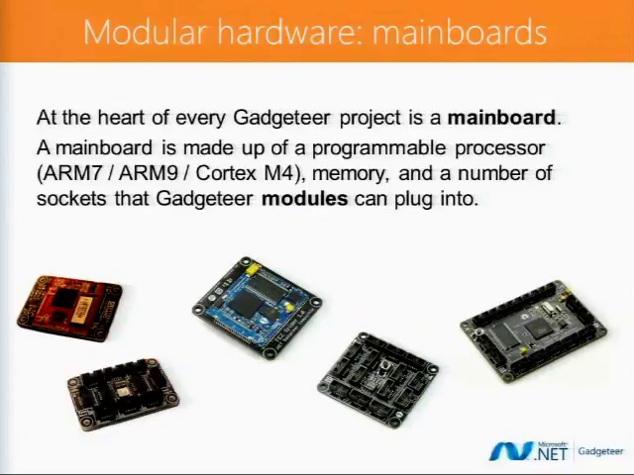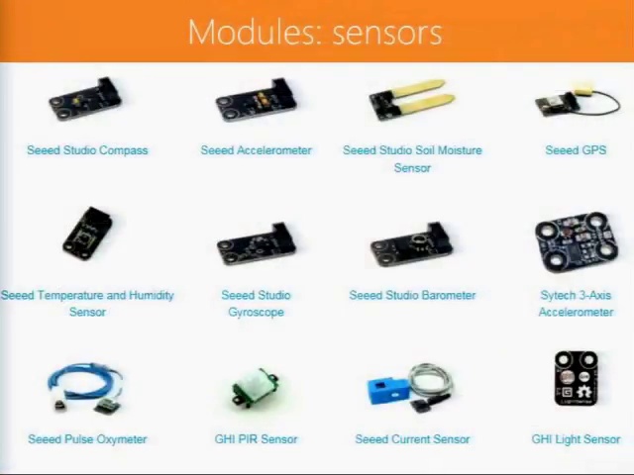Gadgeteer hardware is built around a mainboard. Every Gadgeteer device has a mainboard, which has an ARM-based processor and a number of standard sockets that you can plug little ribbon cables into, that modules can plug into. So to this mainboard, you need to add some modules. And of course, the value of the platform depends on what range of modules there are. What can I build? And there are a lot.